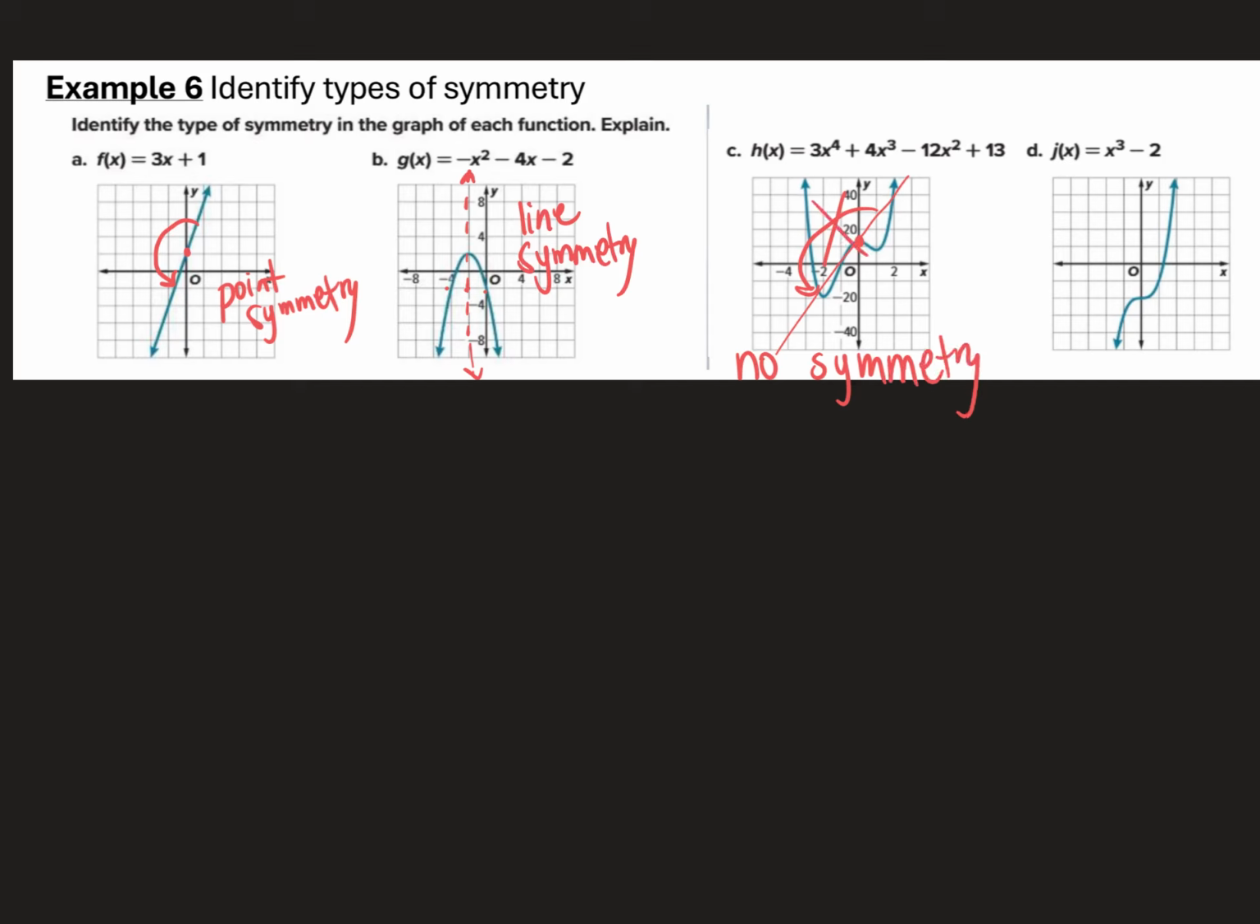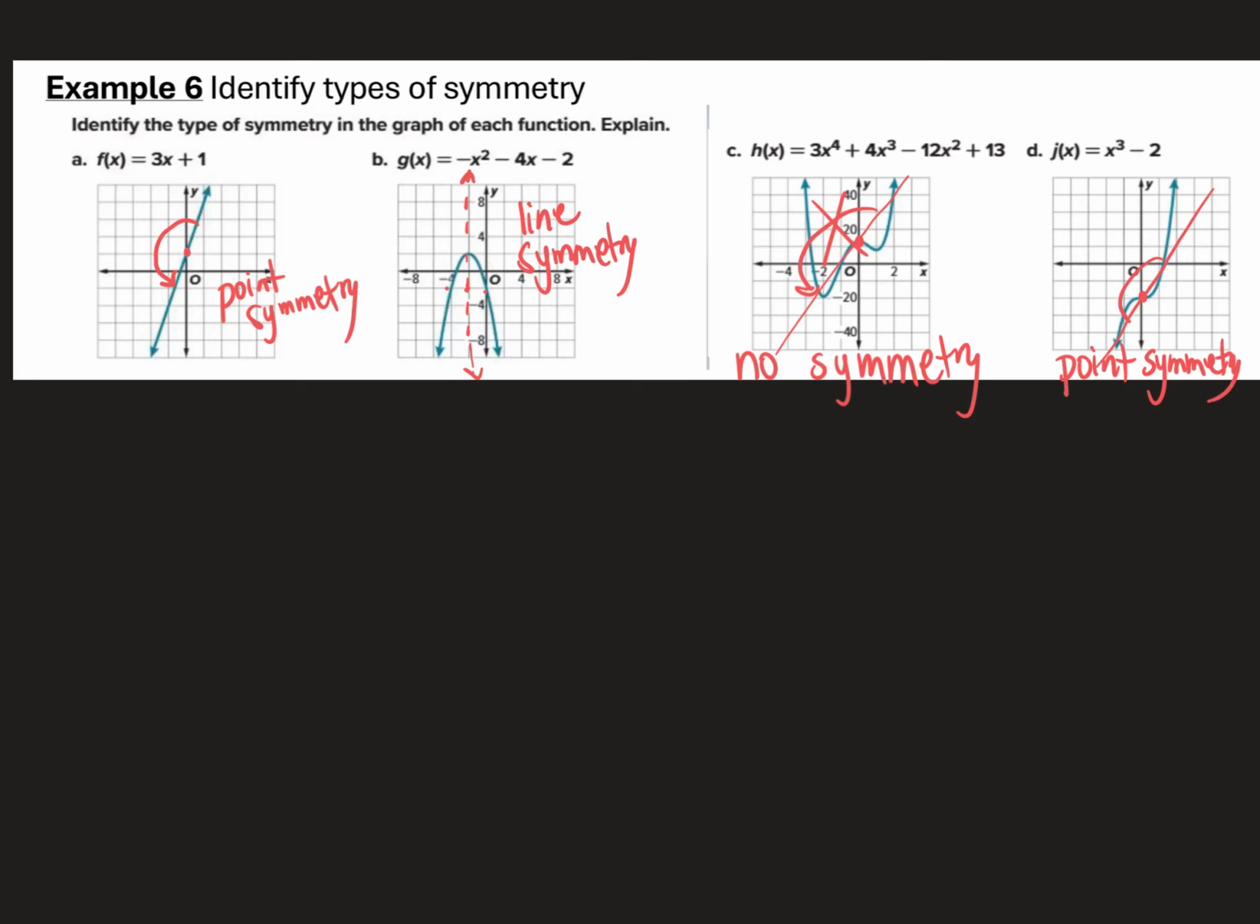And then for the last one, j of x equals x cubed minus 2, can you take a point, rotate this graph 180 degrees through that point, and map onto itself? Yes, you could. At (0, -2), you could rotate that graph 180 degrees and it would map onto itself. So this one has point symmetry.